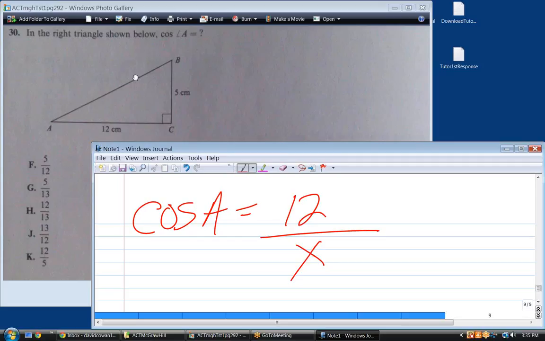We could make a pretty legitimate guess based on their answers. It's either 12 over 13 or 12 over 5. Could it be 12 over 5? No. Because the hypotenuse has to be the longest side of the triangle. Correct. So it would have to be 12 over 13. But that's not the real way to solve it.